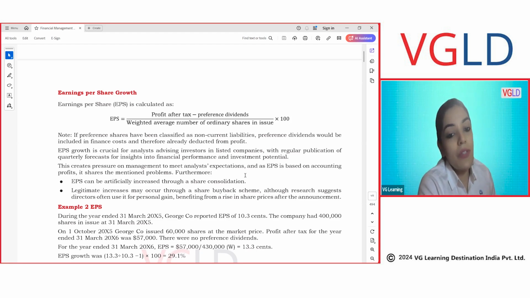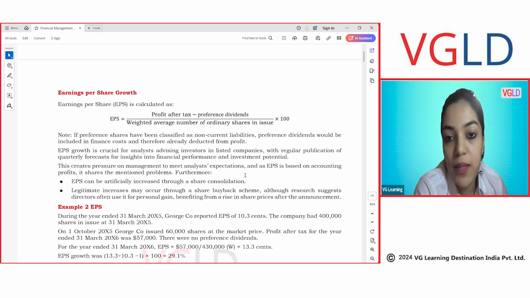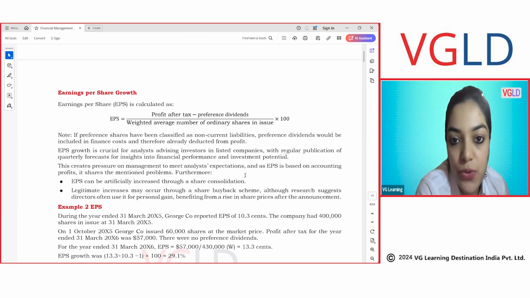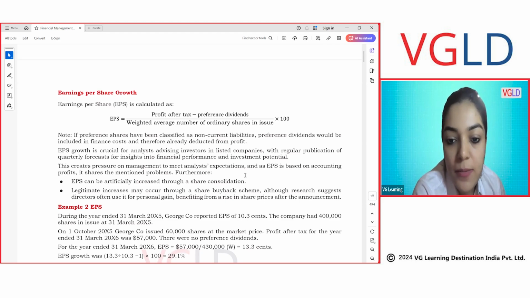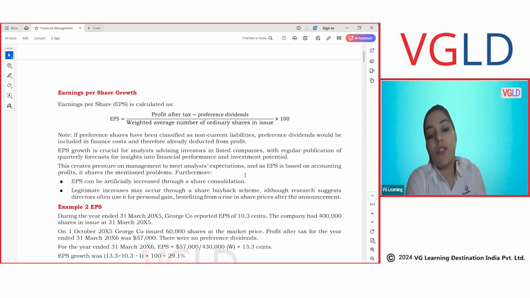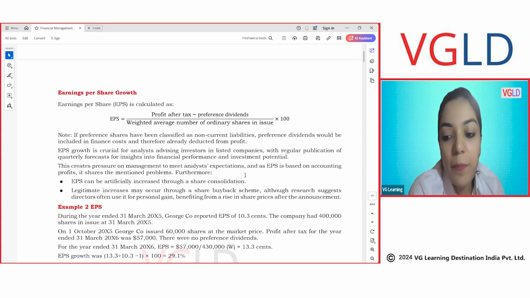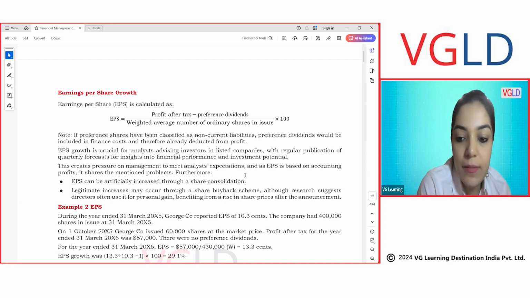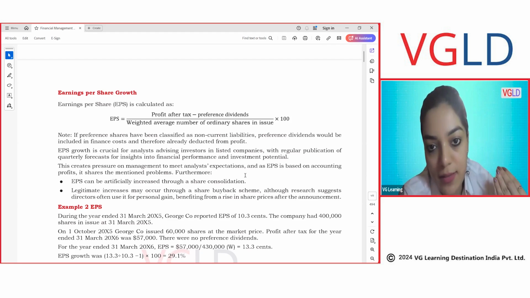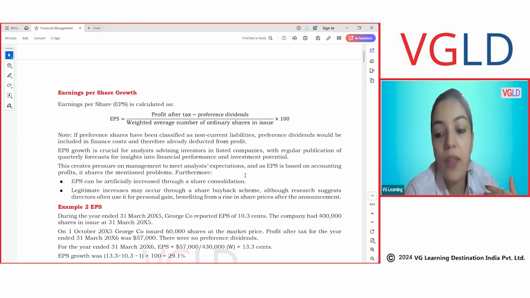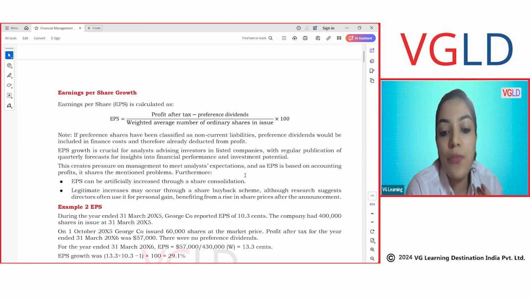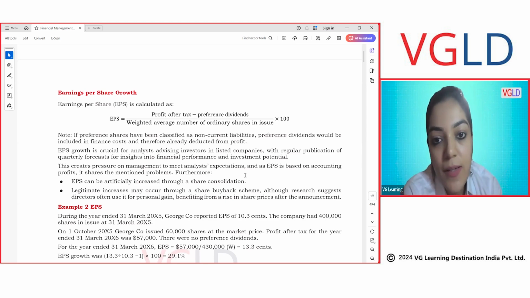Furthermore, EPS can be artificially increased through a share consolidation. That means if the number of shares in the company are reduced due to share consolidation process, then EPS can be artificially increased, because if the number of shares reduce, the resultant value of EPS, which is profit divided by number of shares, will increase. Then legitimate increases may occur through a share buyback scheme, although research suggests, meaning what? So if you're buying back the shares, your number of shares will come down. So, although research suggests that directors often use it for personal gain, benefiting from a rise in share prices after the announcement.